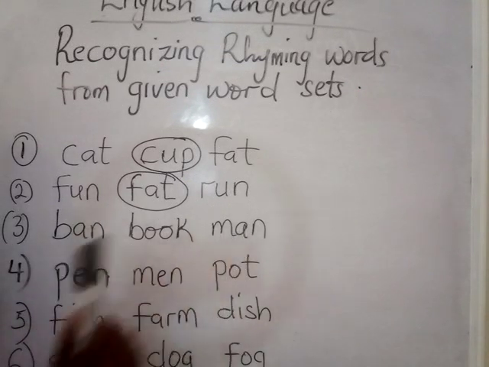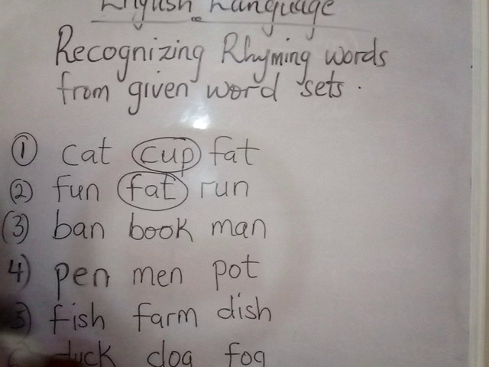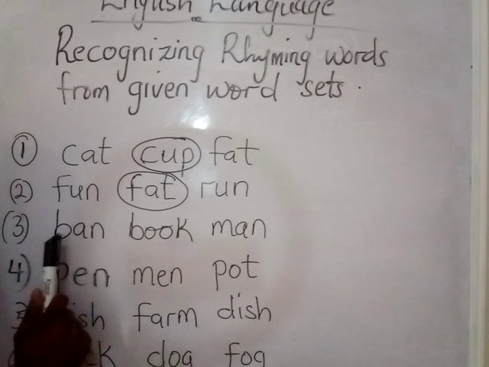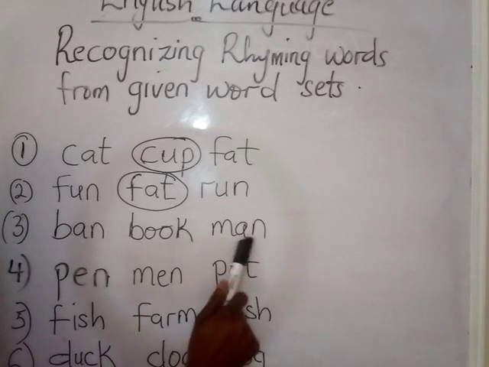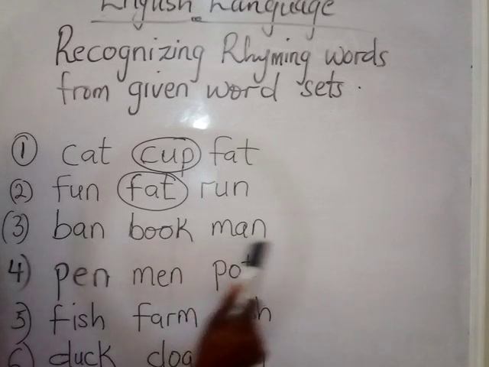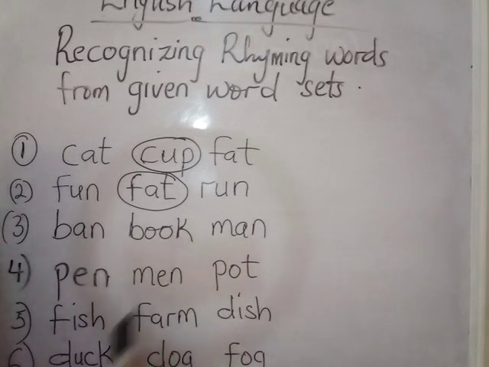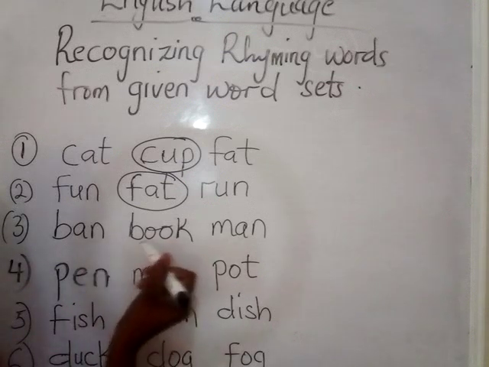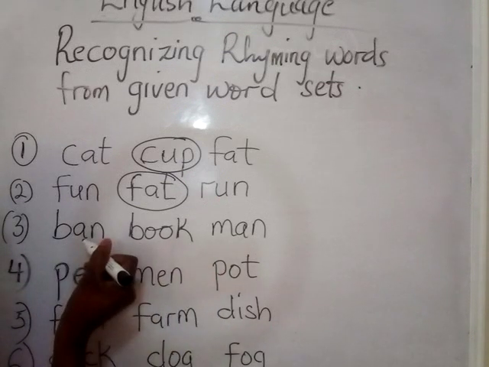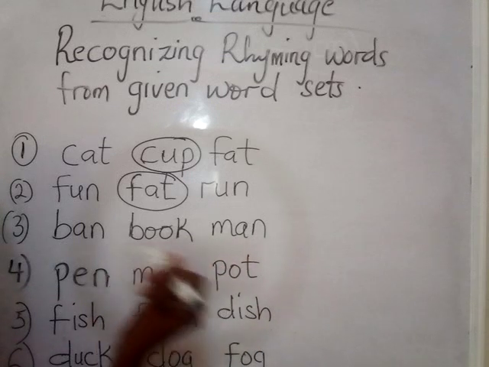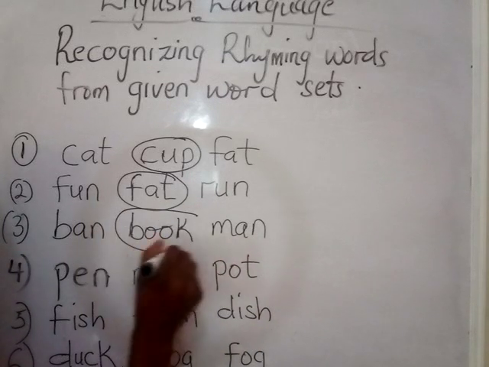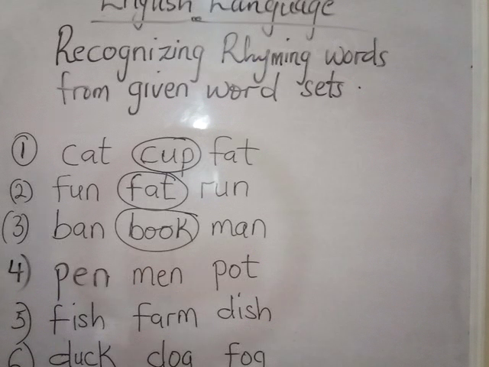Let's check ban and man. The beginning sounds are not the same, but it doesn't matter. The next sound is "an," and the next sound here is "an." Ban, man. Take away the b, take away the m. What do you have left? "An." So ban and man are rhyming words. They rhyme because they sound alike at the end. But book, "ook," doesn't sound like "an." It sounds different. So book does not rhyme with ban and man.